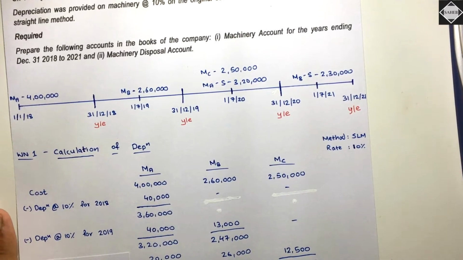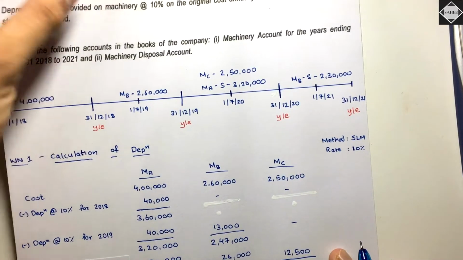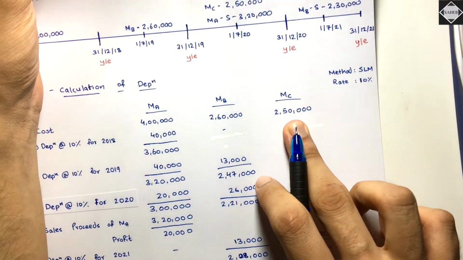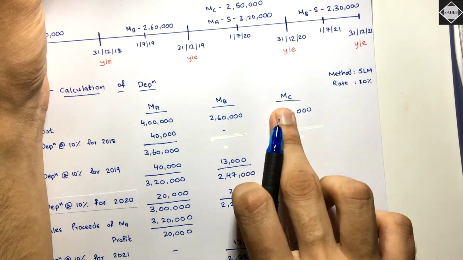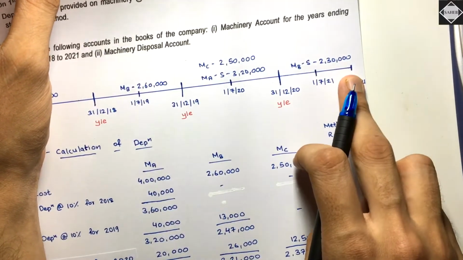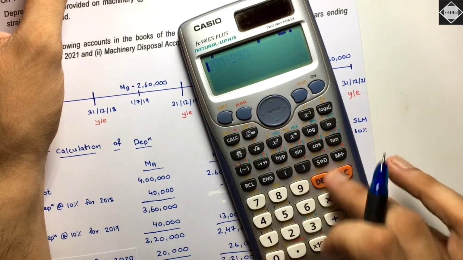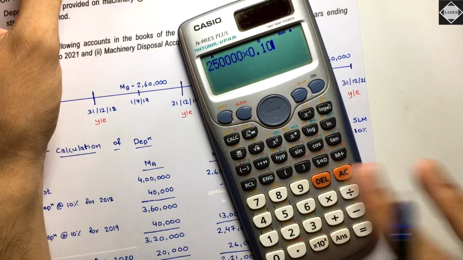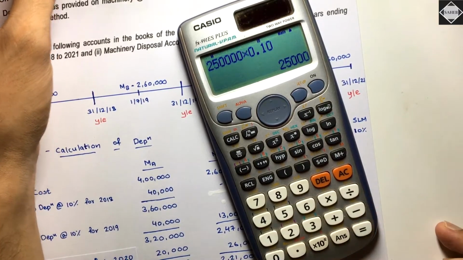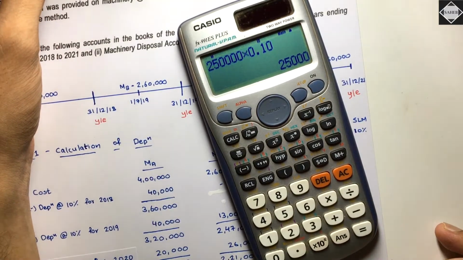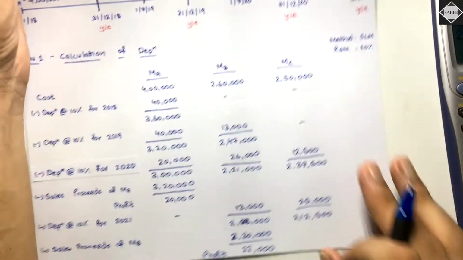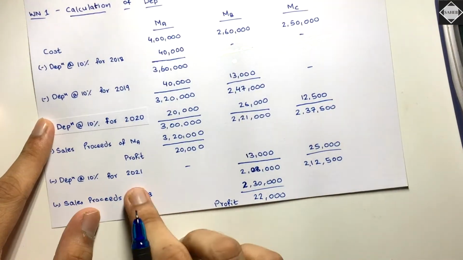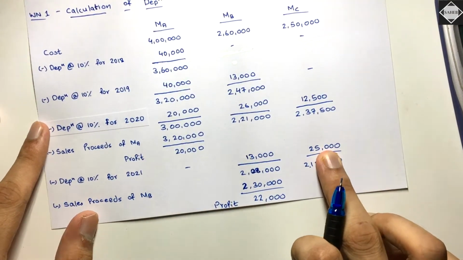So calculate the depreciation of machine C. That's 10% on 2,50,000 because you have machine C for the entire year, right? You had it for the entire year. So 2,50,000 into 0.10, right? No time proportion, okay? So that's equal to 25,000. So 25,000 would be the depreciation for 2021 on machine C.